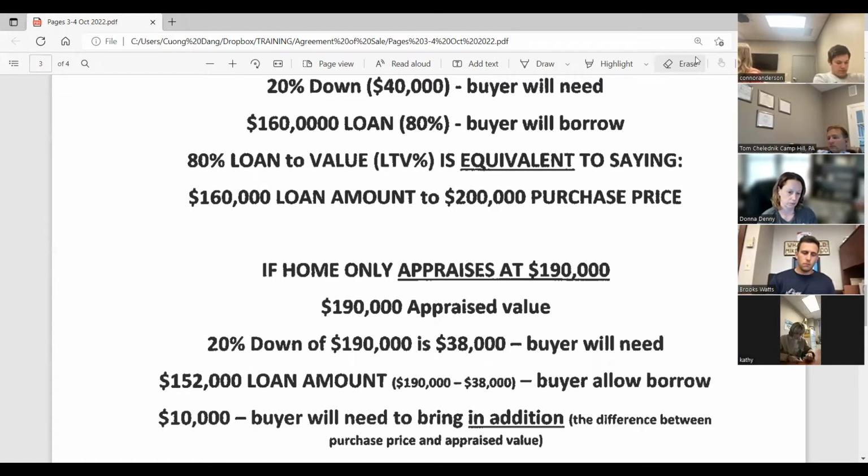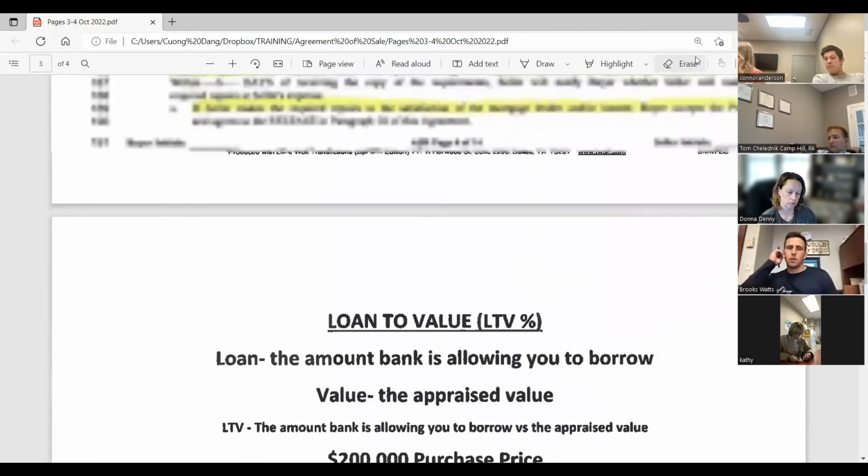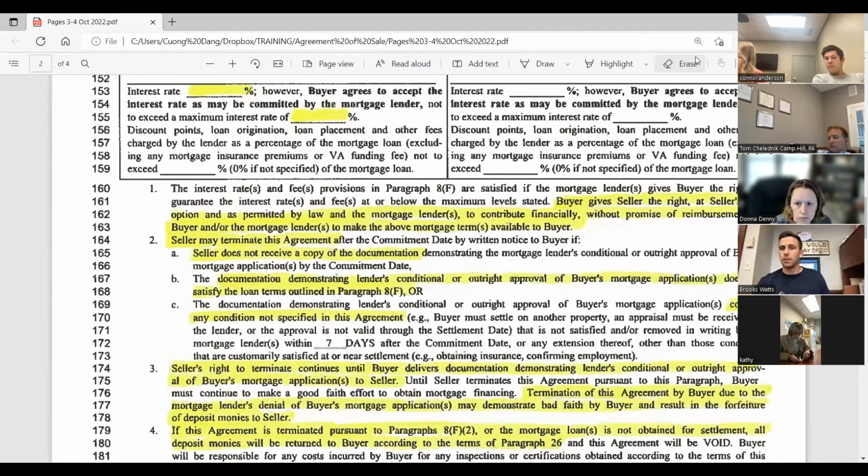Okay, you agree with that, Brooks? Yeah, absolutely. That's an important point, that the buyer can't just terminate or else their deposit's going to be subject. Right. Because if you notice, we're going to go through this section here, and it does not say anything about the buyer terminating the deal and getting their deposit money back, except maybe one spot.